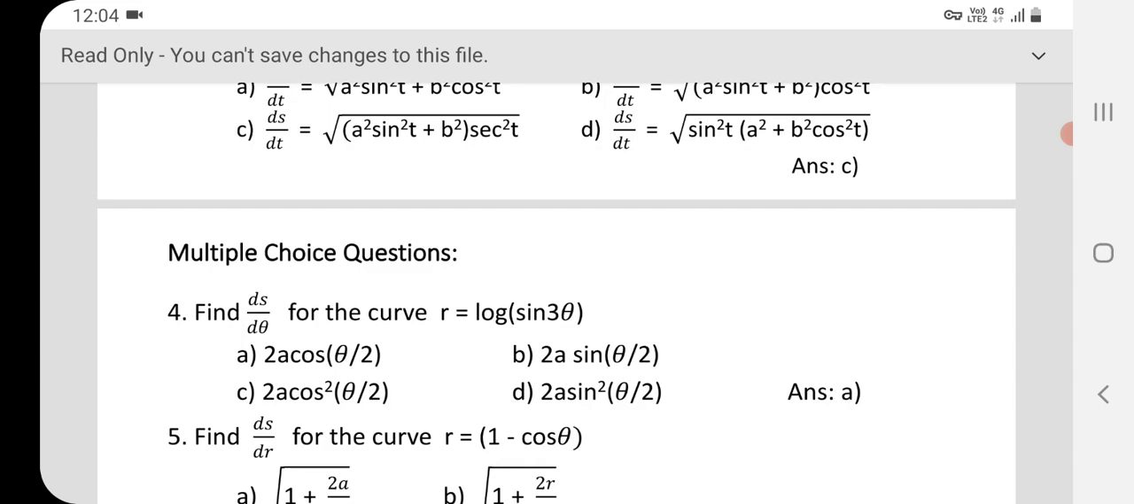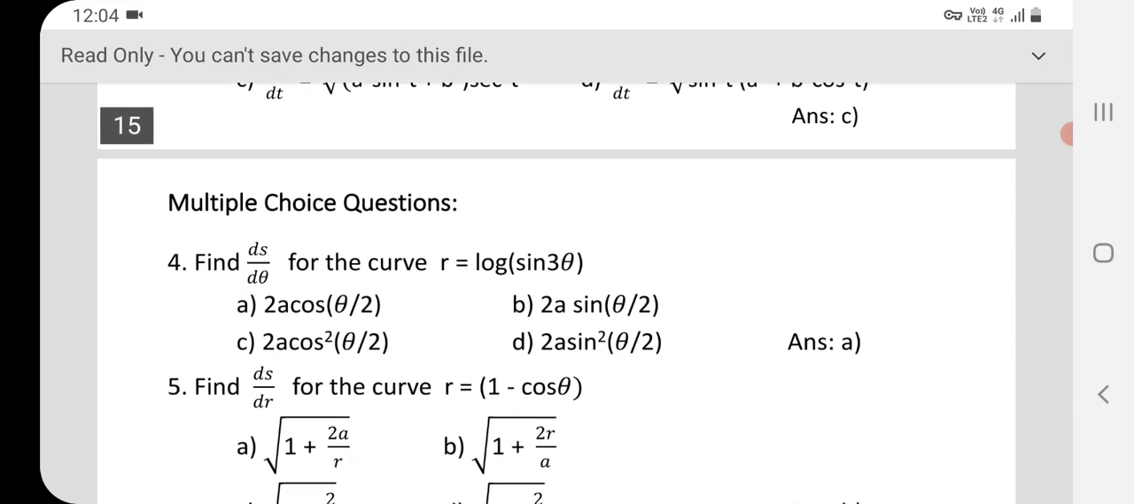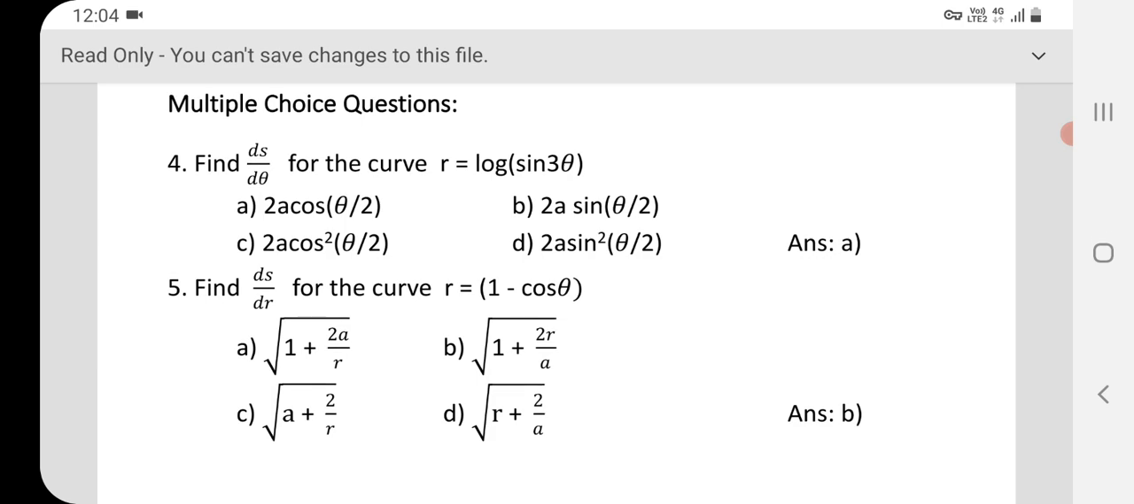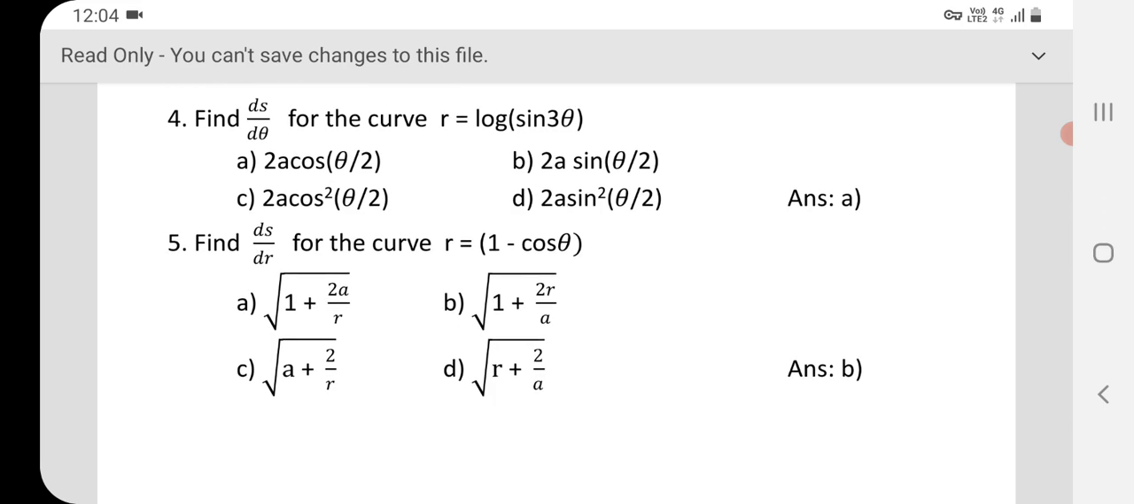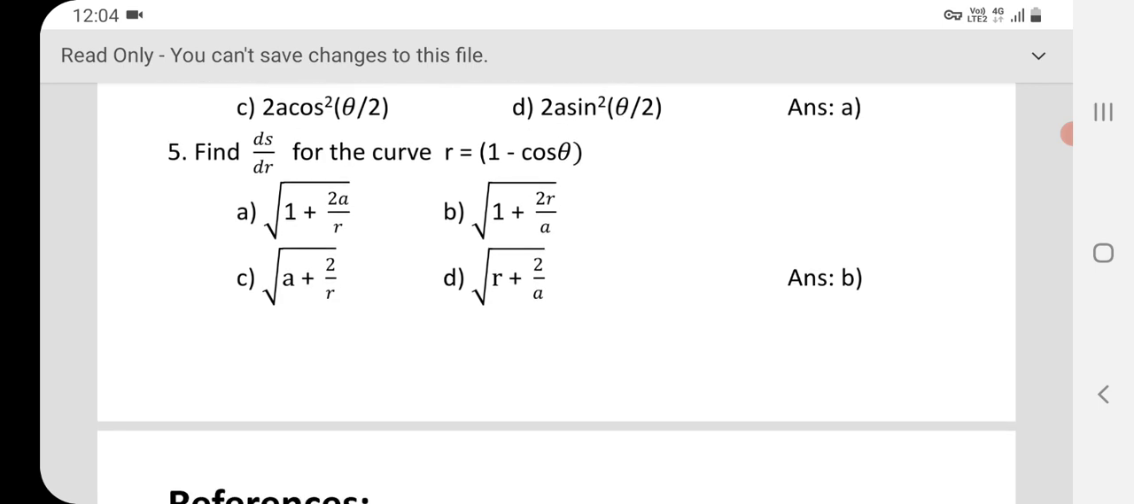Next, find ds by d theta for the curve r equals log of sin 3 theta. It is in the form of the solution. r is a function of theta, therefore the option is A. Again, find ds by dr for the curve r equals 1 minus cos theta. So here also r is a function of theta, it is in polar form, therefore the option is B.